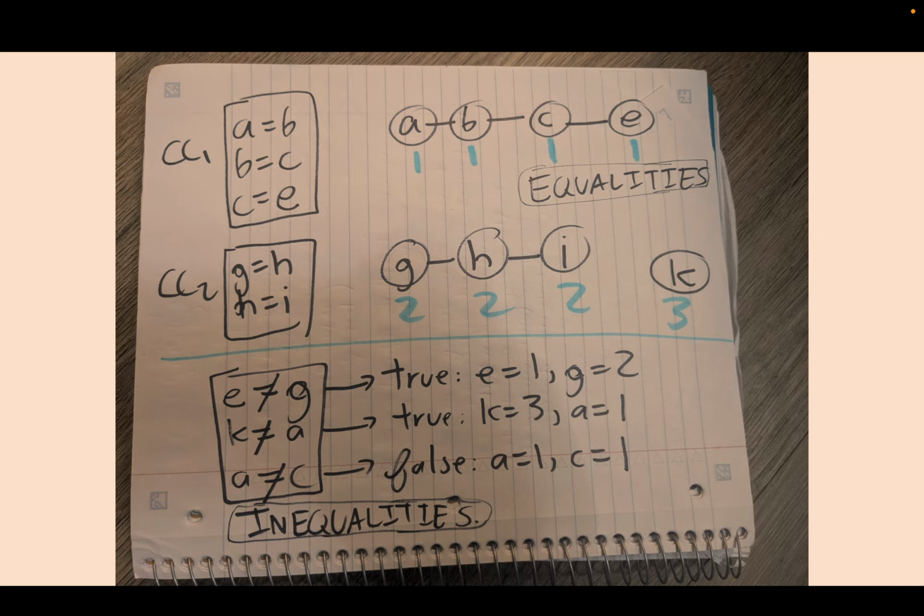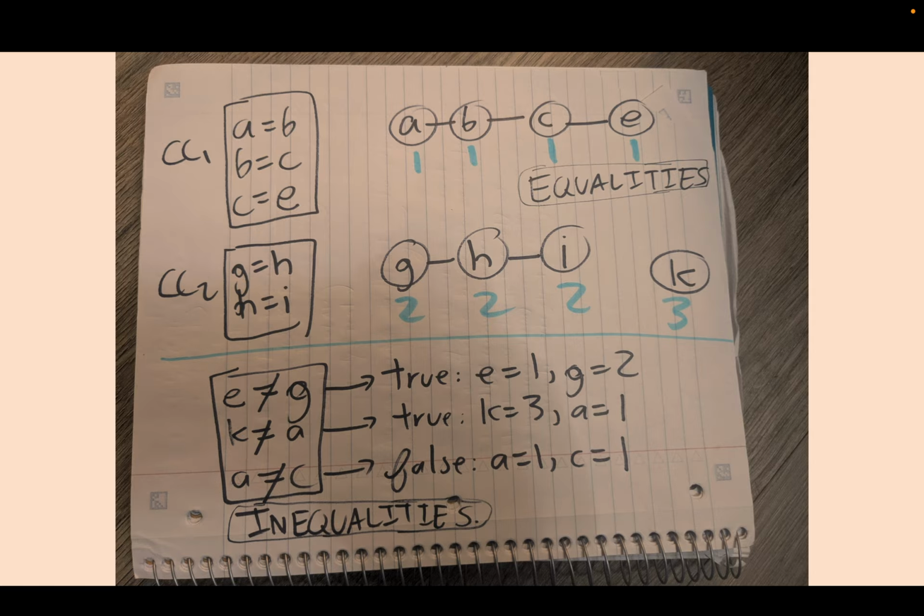But then we come to the inequalities, like e not equal to g, k not equal to a, and a not equal to c. And we have to start to ask ourselves questions: does the inequality hold true or not? In the first example, e not equal to g, this is going to be true because e is set to 1, g is equal to 2. In the second case, k not equal to a, that's also true because these are two different connected components.